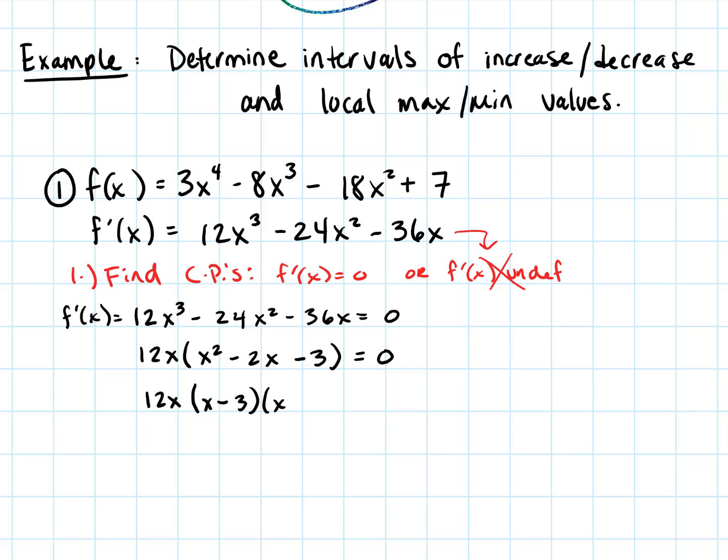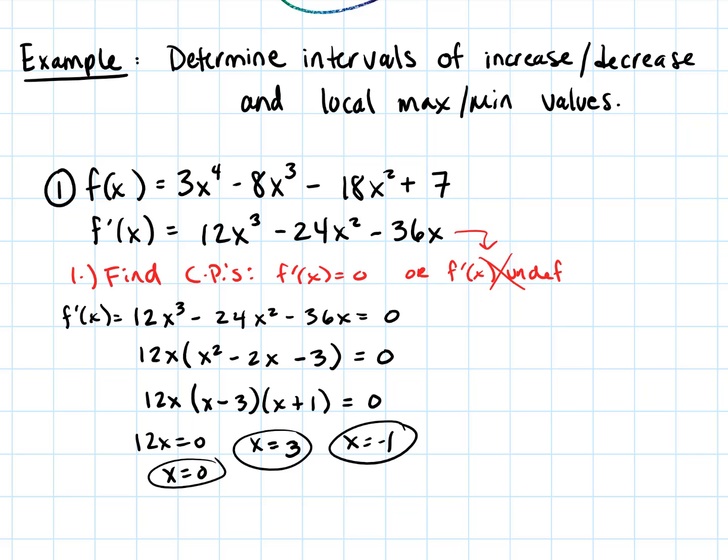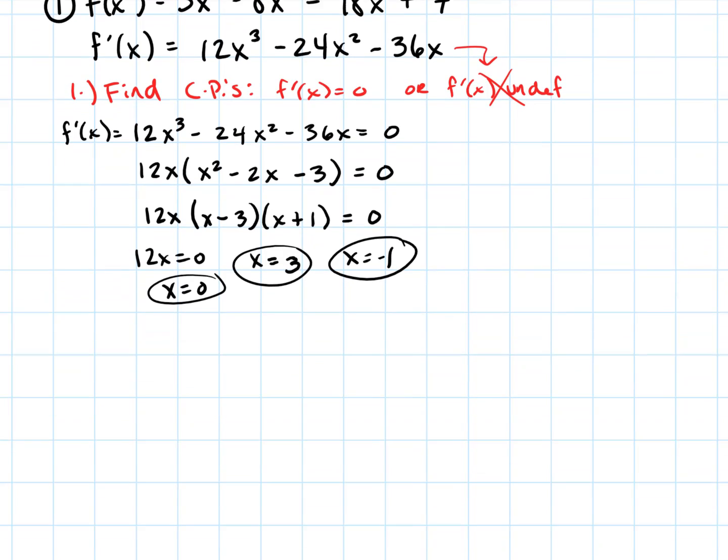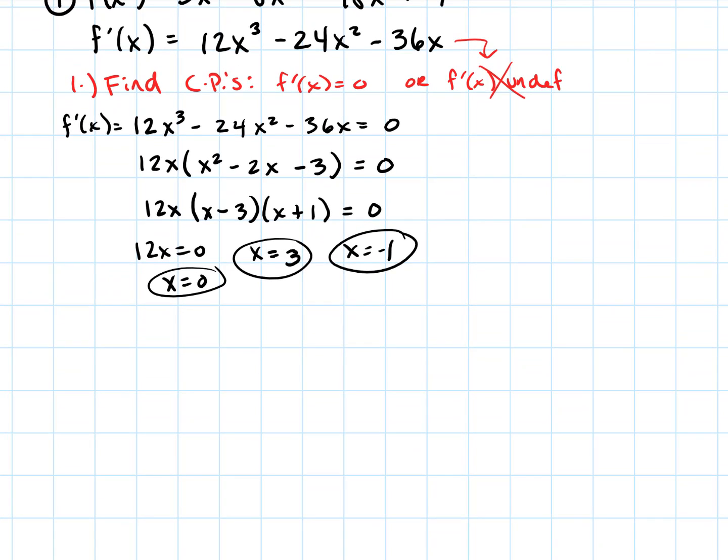Continuing to factor negative 3 and positive 1. And so then I've got, okay, so those are my 3 critical points. So now I'm going to go ahead and make a sign chart with my 3 critical points.